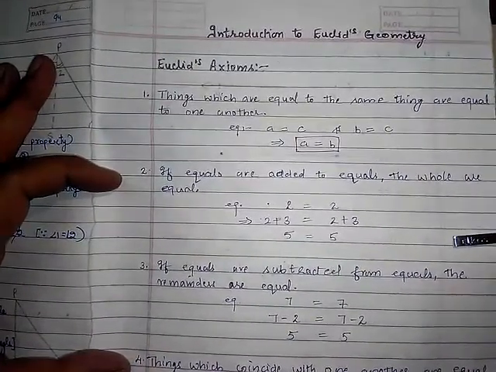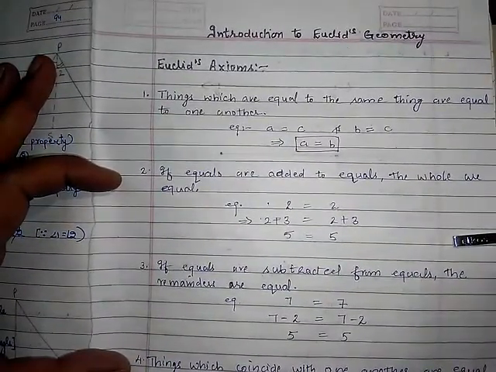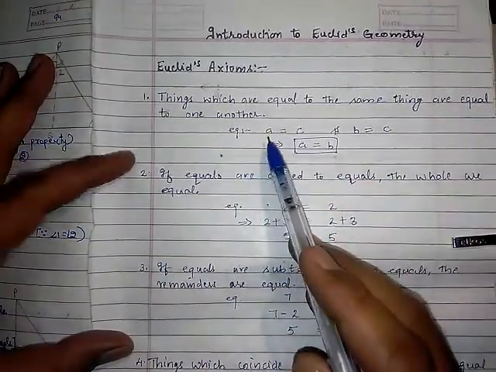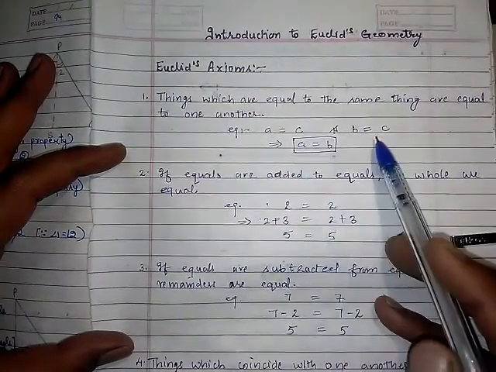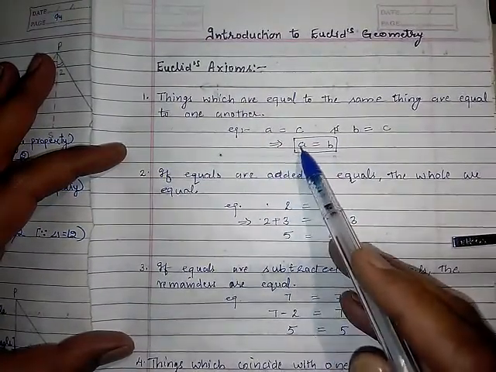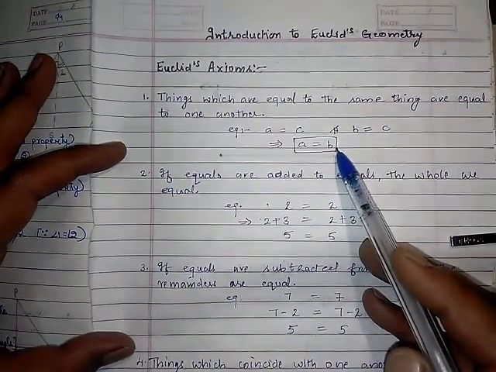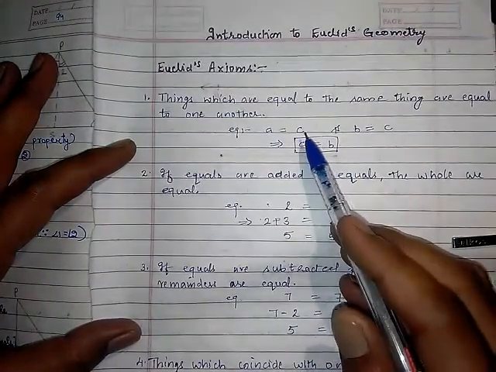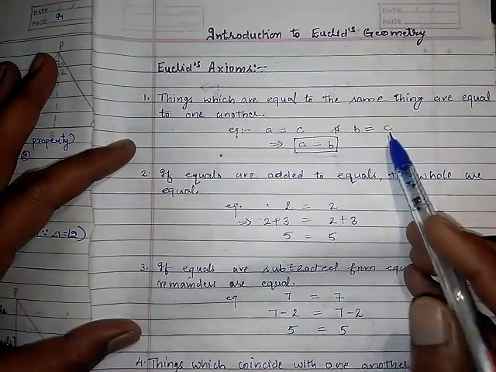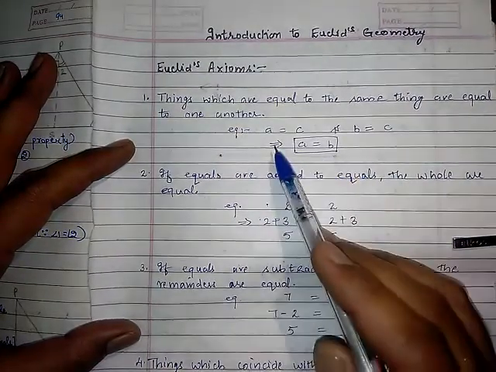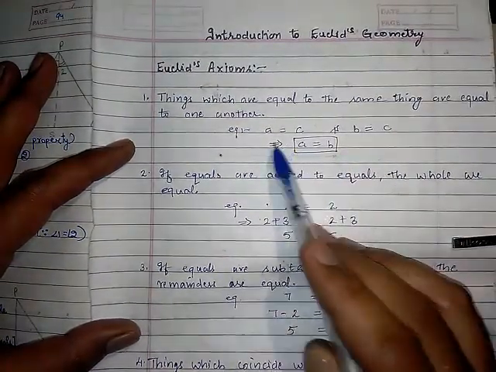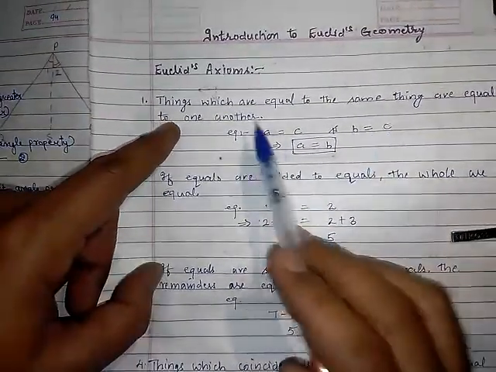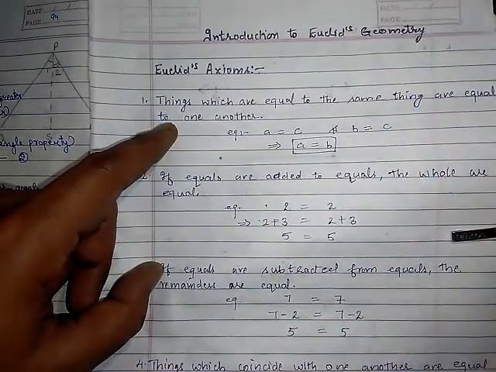I have taken one example here. For example, if A is equal to C and B is also equal to C, meaning A and B are both equal to C at the same time, then what can you say? It means A will be equal to B. Simply, like in the previous parts, you check the left and right hand side: if the right hand side is equal, then the left must be equal. From that rule also we get A is equal to B. So things which are equal to the same thing are equal to one another.